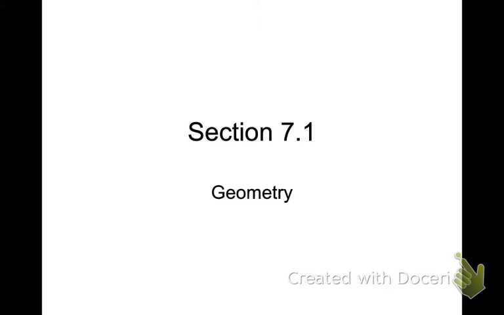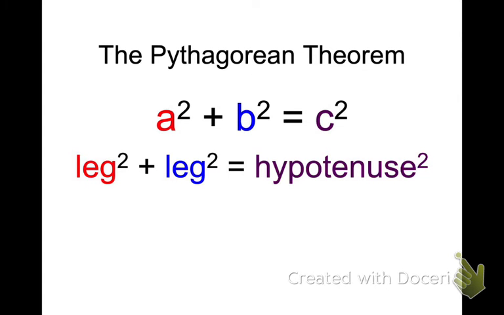One, Pythagorean theorem. We all know that the Pythagorean theorem is a squared plus b squared equals c squared, but what do those letters mean? Well, your a and your b are your legs. So leg squared plus leg squared equals your hypotenuse squared. And the most important thing you need to remember is, can you locate the hypotenuse correctly?